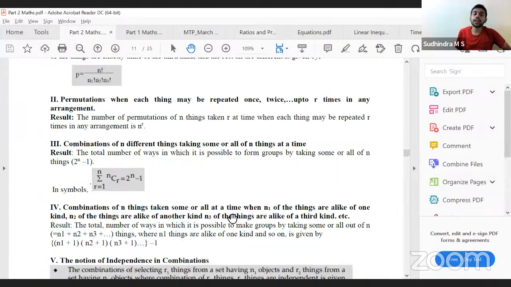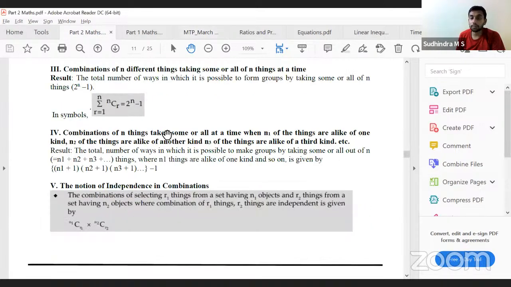Then combination of n different things, taking some or all of the n things at a time. We have n objects. If we can take some or all of the objects at a time, what is the combination? Combination, not permutation: 2 to the power of n minus 1. We have to remember these things. Okay, we have no option. Then combination of n things taken some or all at a time, when n1 of the things are alike of one kind, n2 of the things are alike of another kind, n3 of the things are alike of a third kind.